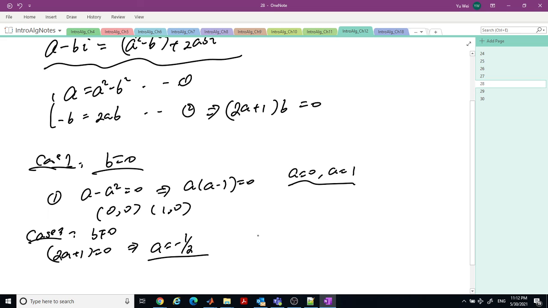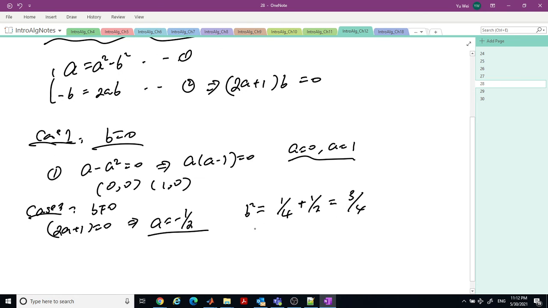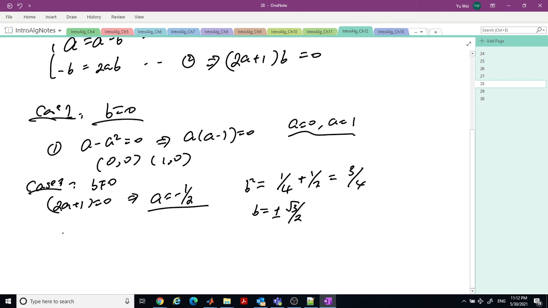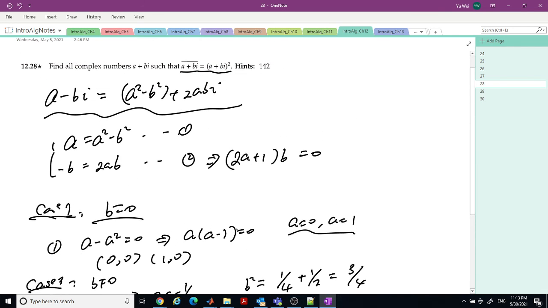If a equals negative 1/2, then b squared equals 1 over 4 plus 1/2, so it's 3 over 4, so b is plus or minus root 3 over 2. So now we know the other solutions are negative 1/2 and root 3 over 2, and negative 1/2 and negative root 3 over 2. Okay, so we found all of the solutions.